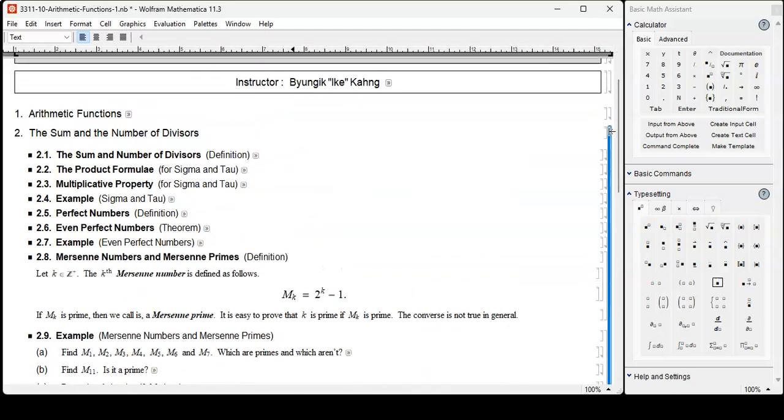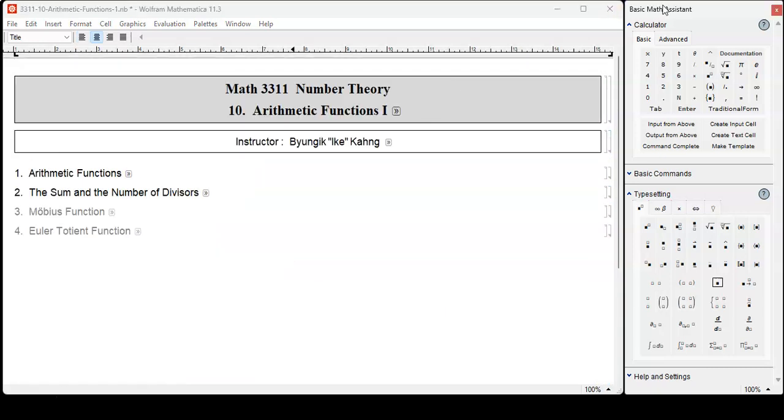So even including the review, we completed section 2, except for the last proof, which we'll do in a separate video.